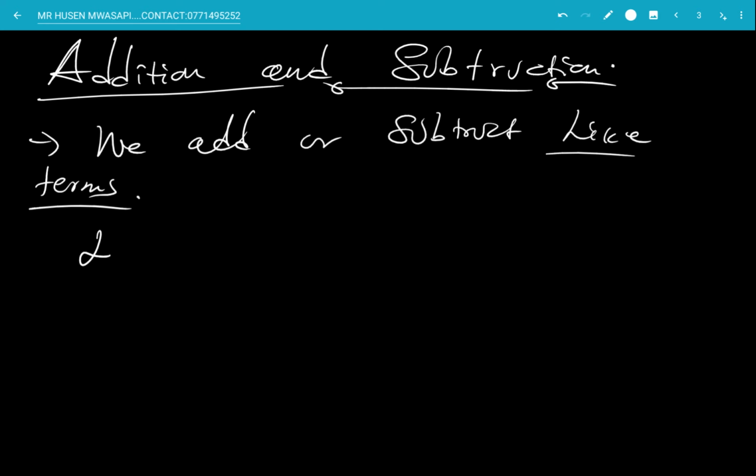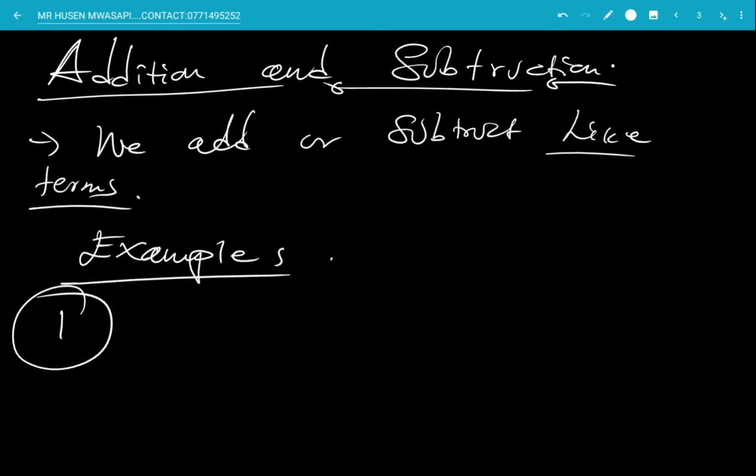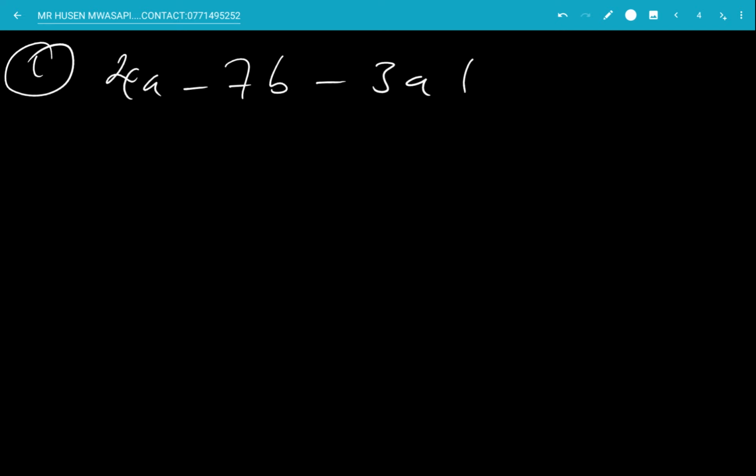So let's look at examples to clearly understand this. Example number 1, say we've been told to simplify 4a minus 7b minus 3a plus 3b. All you have to do now is first collect the like terms. You should also know the signs that these terms possess. 4a is positive, 7b is negative, 3a is negative, and 3b is positive.